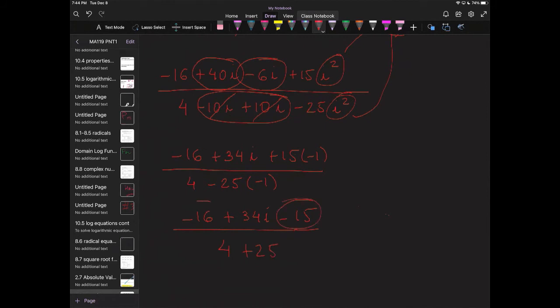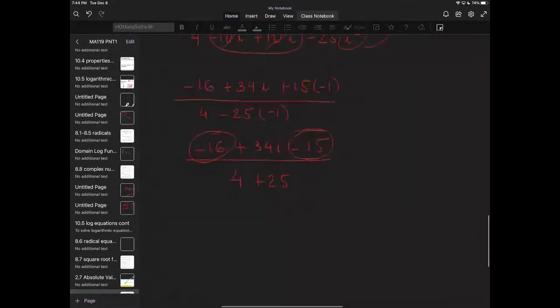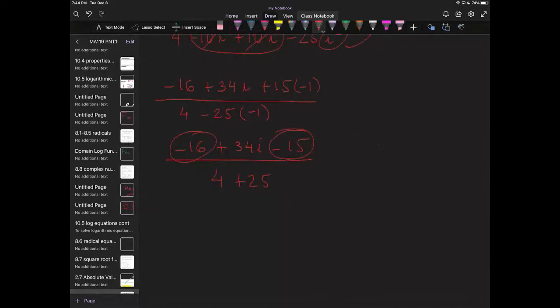Okay, so I still can combine like terms here. They are just regular numbers. The numbers in the denominator also can be combined. So the denominator is 29. The numerator, combine -16 with -15, we get -31 plus 34i. Remember, the answer has to be a plus bi.